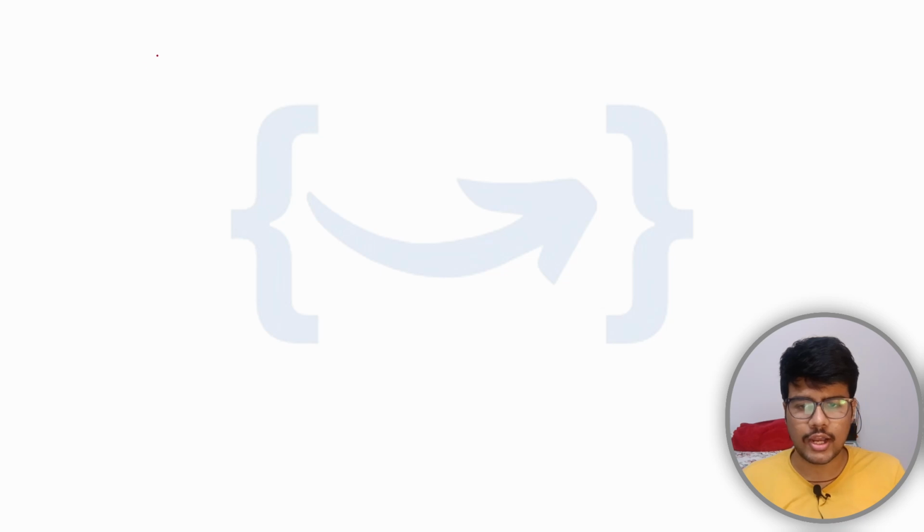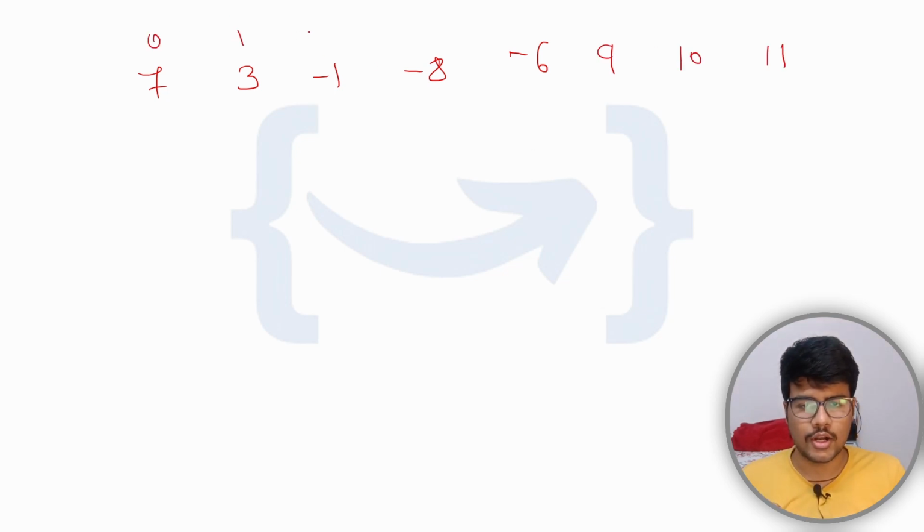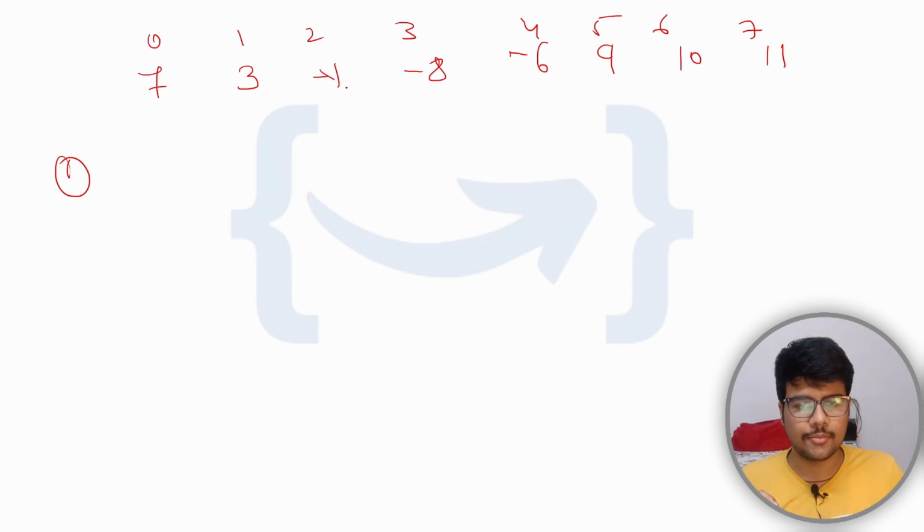So the example will look like 7, 3, -1, -8, -6, 9, then we have 10, then we have 11. Let's say we have these numbers at indices 0, 1, 2, 3, 4, 5, 6, 7. So my very first task is to remove or ignore the negative numbers. If we remove the negative numbers, these will be removed, and the numbers we are left with are 7, 3, 9, 10, 11.